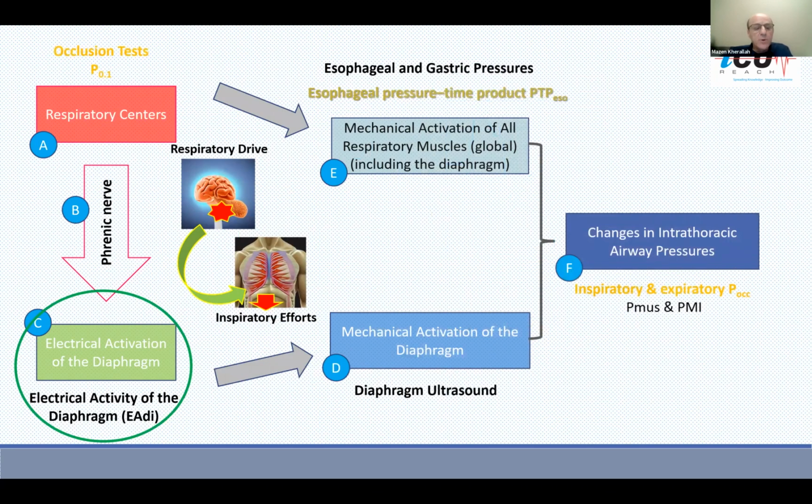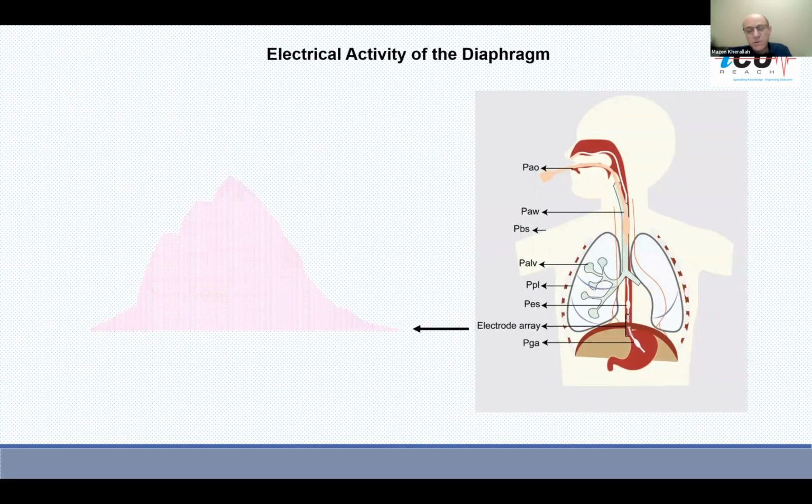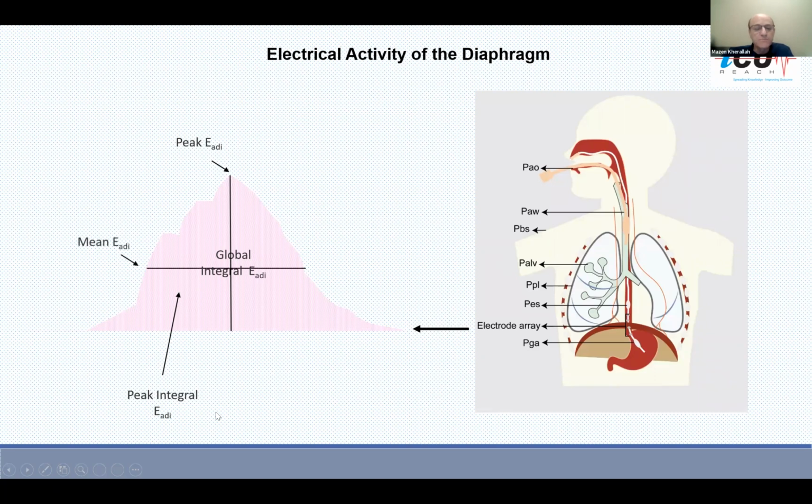The second thing that you can look at is the electrical activity of the diaphragm. And of course, you need a special catheter for this that you may not have at your ICU, but just to give you the idea. We're looking at the electrical activity of the diaphragm, meaning that this is inspiration on the left side and expiration on the right side. Increase in electrical activity, and then decrease in the electrical activity. And of course, we're interested in the peak integral of this activity, which is inspiration.